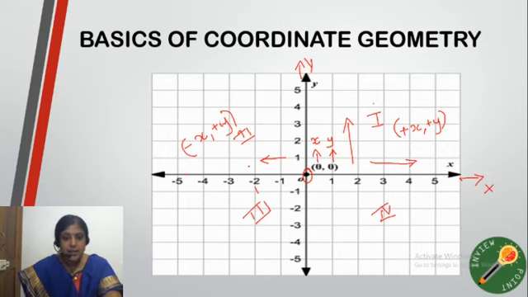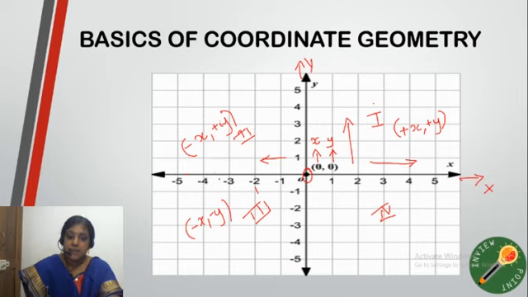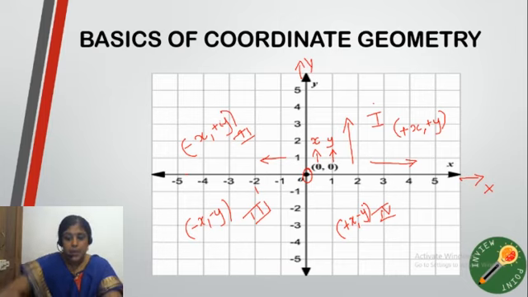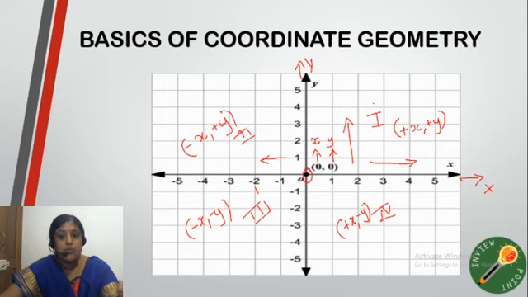And then tell me, what will be the coordinates in the third quadrant? It will be negative x and negative y, right? Because the values of x and y will both be negative in the third quadrant. And in the fourth quadrant, the value of x will be positive and the value of y will be negative. Is that clear, students? So this is how the xy axes divide the xy plane into 4 quadrants.